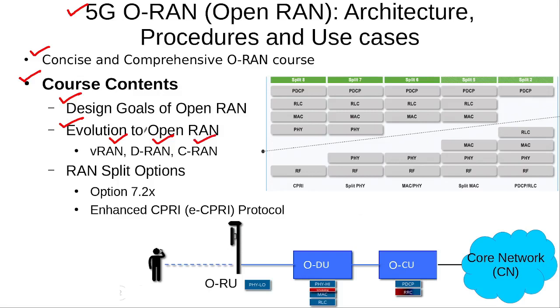And then we are going to discuss the different RAN split options and why we have chosen option 7.2x for the Open RAN. And we are also going to discuss the enhanced CPRI protocol. This protocol is used on the front haul of the Open RAN.